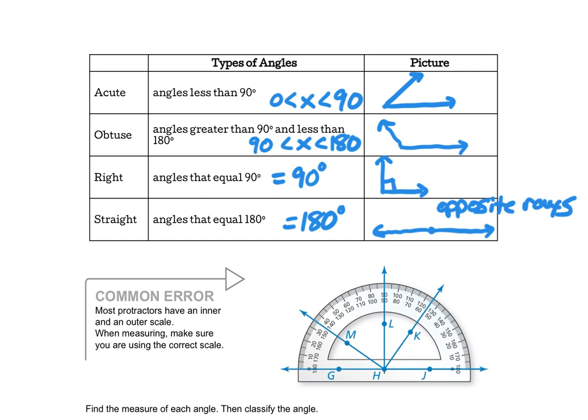So it's two rays that are going opposite directions from one another. We saw the word opposite rays earlier in the chapter. Here we see it again. Okay, it forms a line.